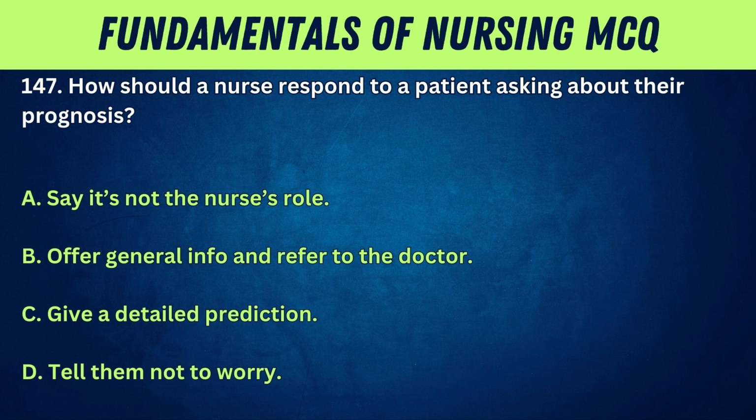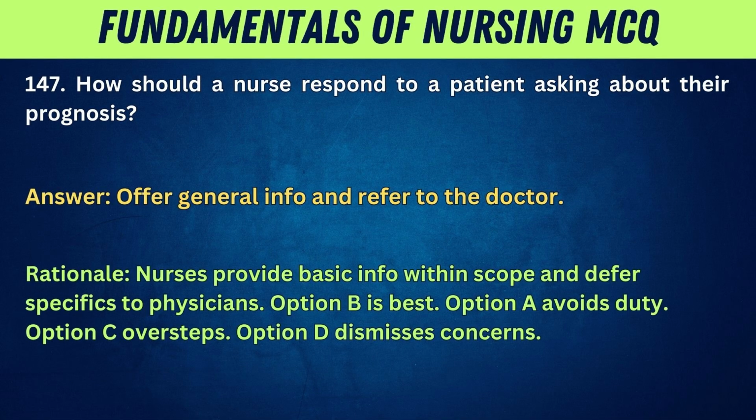147. How should a nurse respond to a patient asking about their prognosis? A. Say it's not the nurse's role. B. Offer general info and refer to the doctor. C. Give a detailed prediction. D. Tell them not to worry. Answer. Offer general info and refer to the doctor.